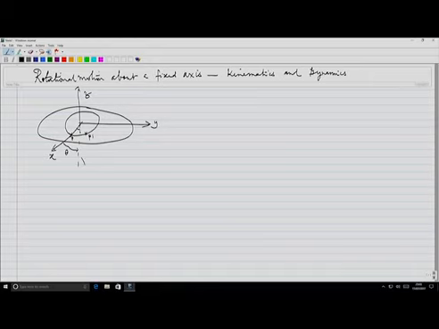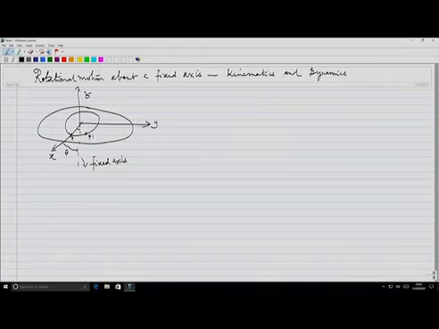So the location of a point can be specified by just the angle. This is a fixed axis. We need to keep this in mind. Just theta alone is sufficient to specify the position of the particle. And first we will study kinematics, then we will go on to dynamics.